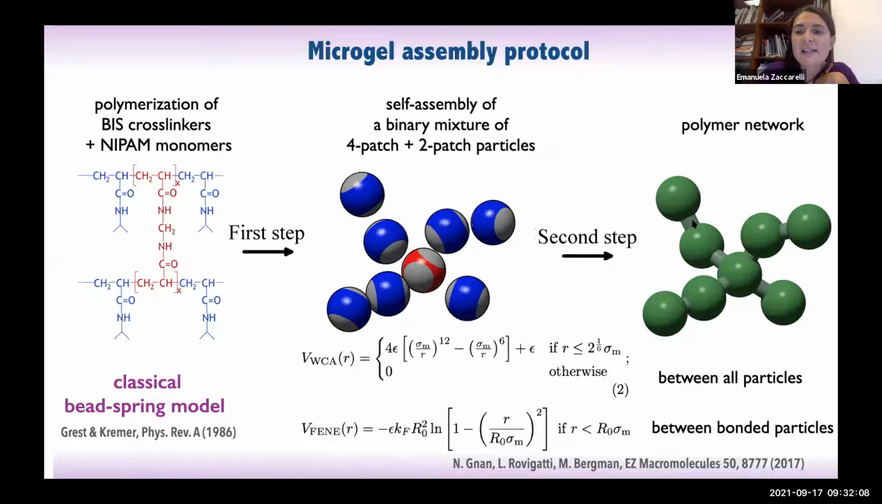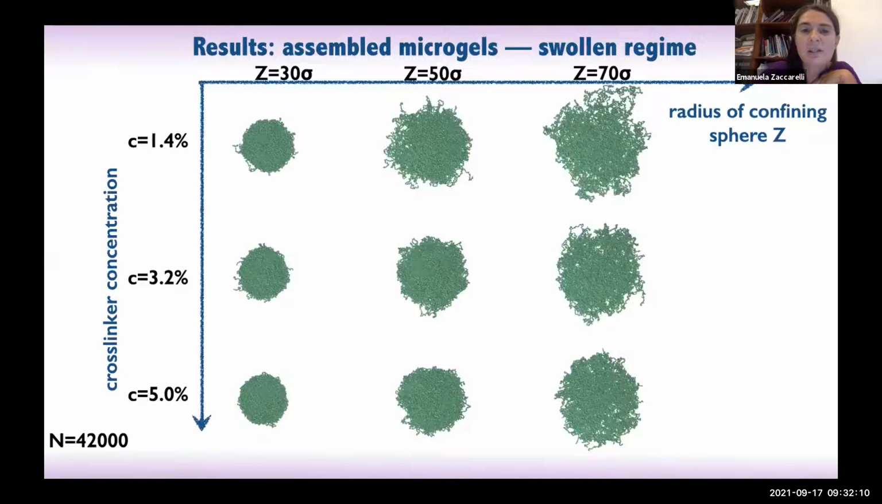So when we do this assembly protocol, we have 2 parameters in the synthesis. I call it the in silico synthesis. We have the cross-linker concentration, so how many cross-linkers we put, and we have the radius of the confining sphere that tunes the internal density. And so tuning these 2 parameters, we can obtain networks of different configuration, more fluffy, more anisotropic, more compact, smaller, and so on.